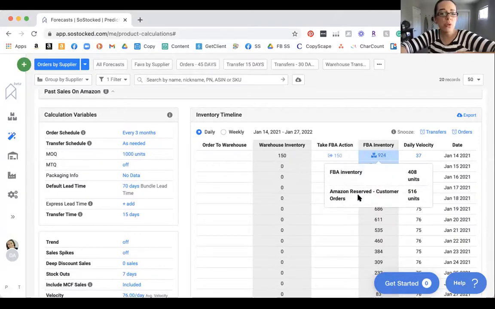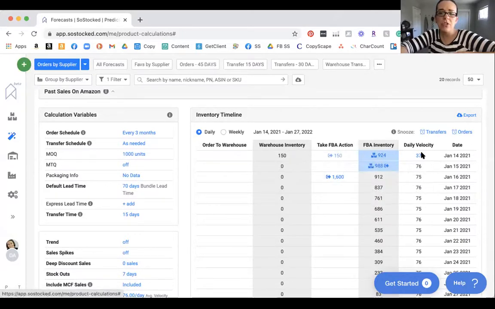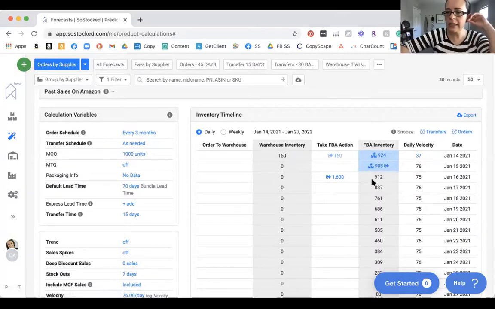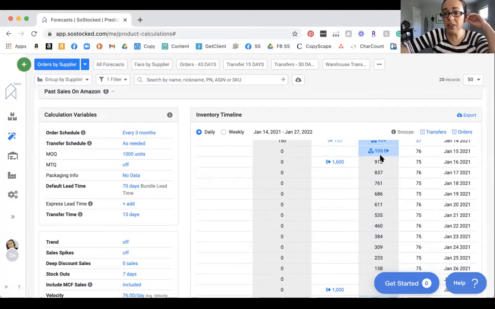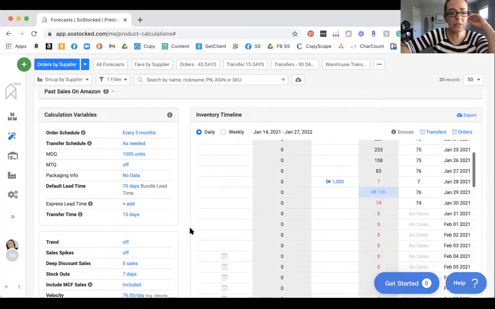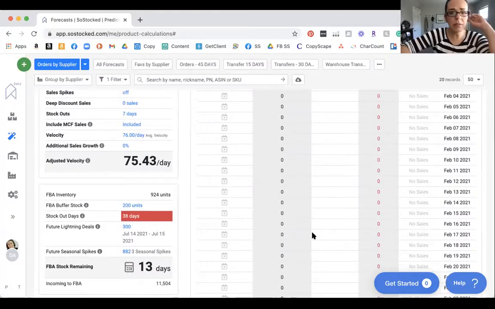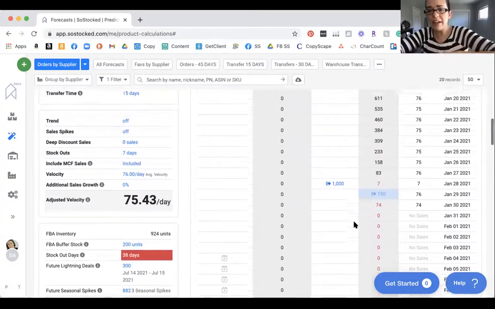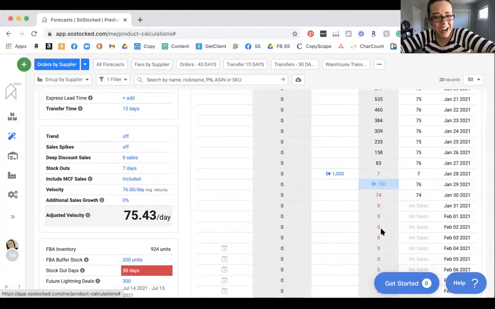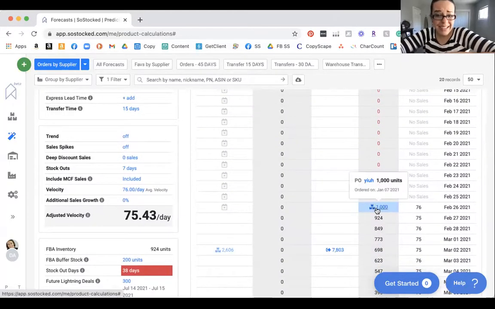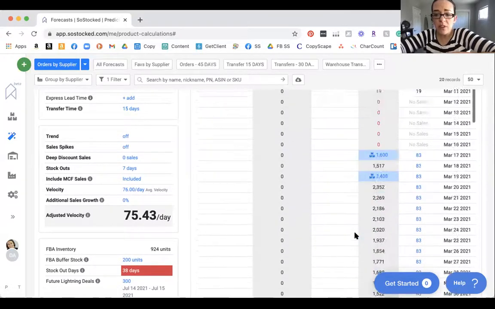Here's your inventory, right? It shows any sales spikes or any lightning deals or anything that you have programmed in there. I don't think we'll get too much into the marketing tools, but I will talk about that very briefly. It'll show you any stockouts that are going to be occurring, right? And when you're going to come back in stock. So it just shows you everything.